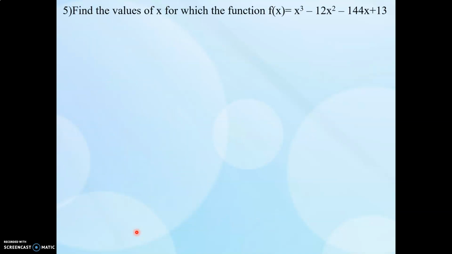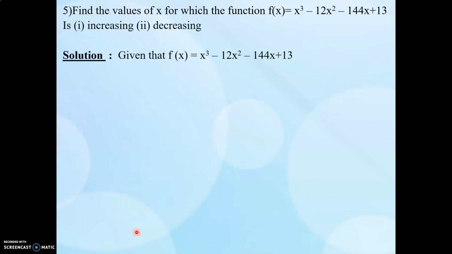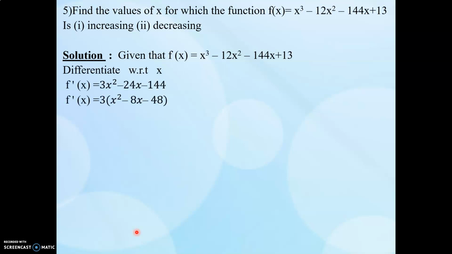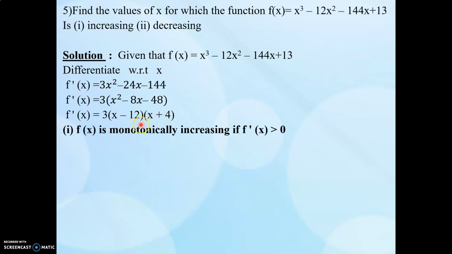Next question. Find the values of x for which the function f of x is equal to x cube minus 12x square minus 144x plus 13 is increasing and decreasing. So here you have to find both. First you have to find f dash x, and taking 3 outside you will get this, then 3 into x minus 12 into x plus 4. Then from here you can consider the two cases.